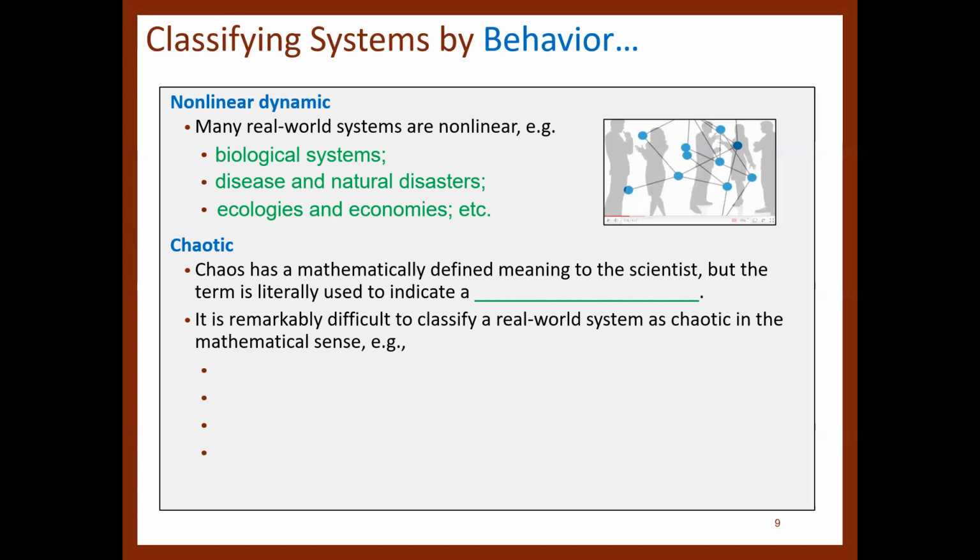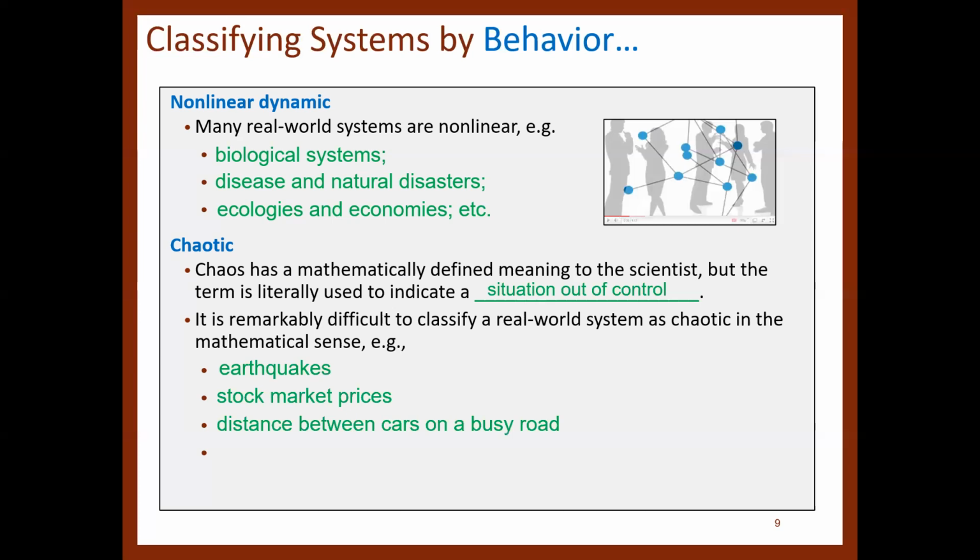And then we have the chaotic. Chaos has a mathematically defined meaning to scientists, but the term is literally used to indicate a situation out of control. It is remarkably difficult to classify a real-world system as chaotic in the mathematical sense. For example, earthquakes, stock market prices, distance between cars on a busy road, increases or decreases in annual crime figures.